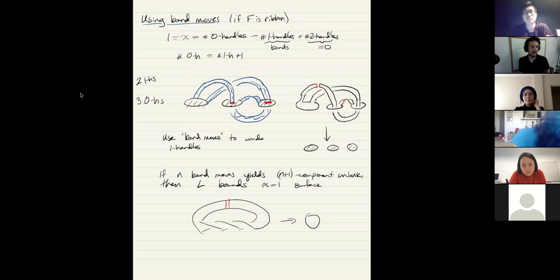Oh, okay. Good, Vitaly, my collaborator, fact-checking me. Yeah, so a band move can increase the number of components. Maybe Vitaly, what you meant to say is it increases the number of components by one or keeps it the same. Yeah, okay. Cool.